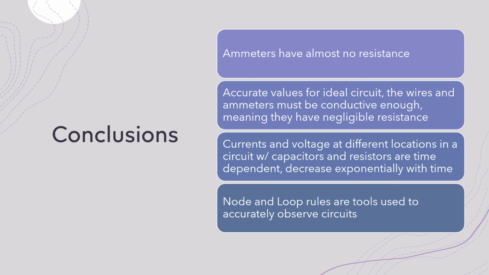So some conclusions are that ammeters have almost no resistance, giving accurate values for ideal circuits, and the wires in the ammeters must be conductive enough to have almost no resistance. And currents and voltages at different locations in a circuit with capacitors and resistors are time dependent, and they decrease exponentially with time. And the node and loop rules are tools used to accurately observe circuits.